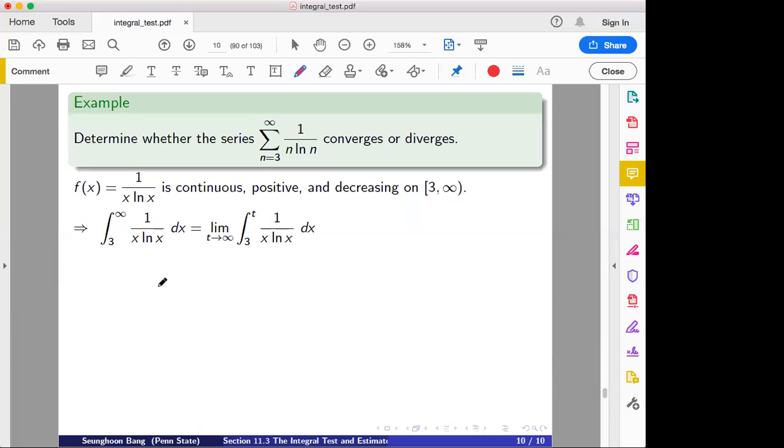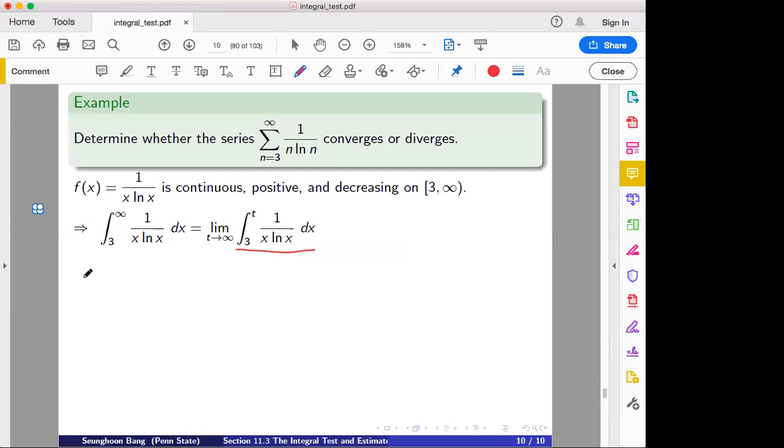You can change it like this. The next step, you just need to find this integral. How can you find this integral? Which method do you want to use for solving this integral problem? We learned five methods: u-substitution, integration by parts, trigonometric substitution, partial fractions, and just the formula. Which method is possible for solving the integral from 3 to t of 1 over x ln of x dx?